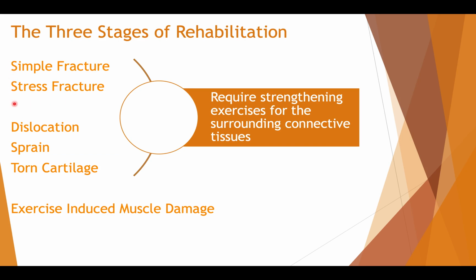So these are the injuries specifically that we looked at in our previous lesson. And you finished a table off for homework where we're looking at the treatments, and hopefully that table has highlighted to you that for simple fracture, stress fracture, dislocation, sprain and torn cartilage, one of the treatments for all of those is strengthening exercises for the surrounding connective tissues. Exercise-induced muscle damage actually is the only injury that we looked at that doesn't require some strengthening exercises to support these surrounding connective tissues following an injury.